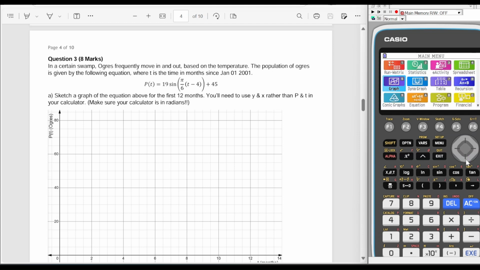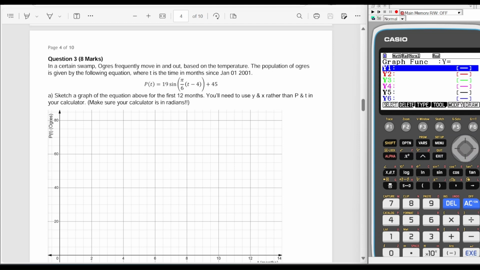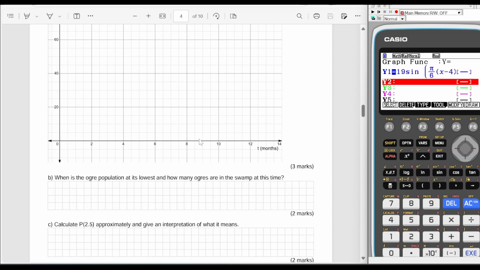So then you're going to go to menu graph, and we're going to graph this. So 19 sine, open a bracket, put a fraction, pi on the top, and 6 on the bottom. And then we're going to have x take 4, plus 45. All right, now I've given you the window in the question here.